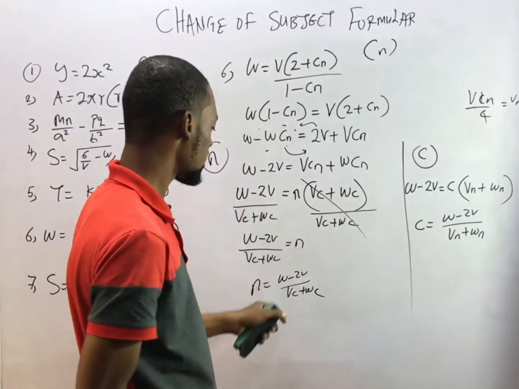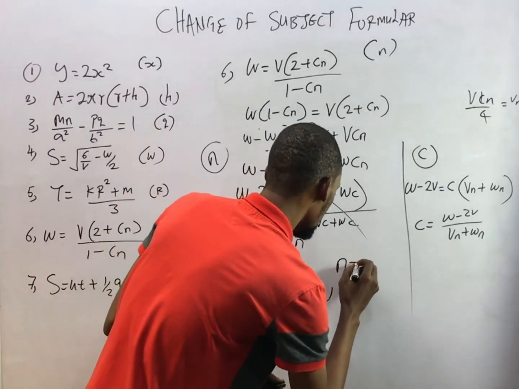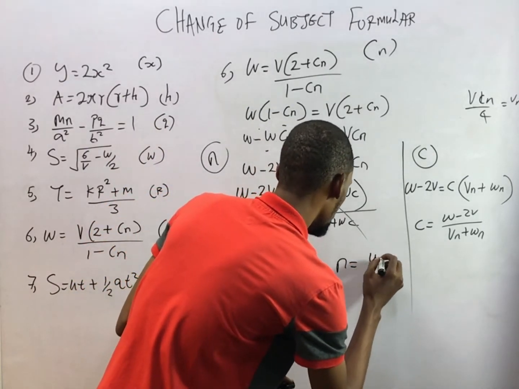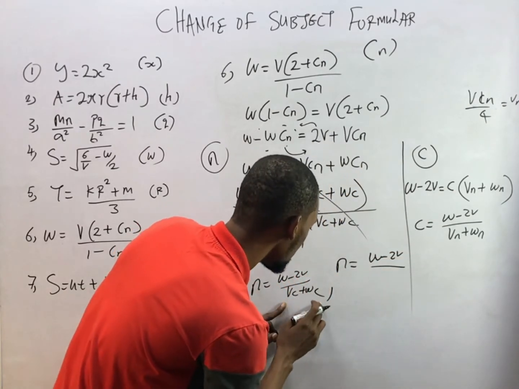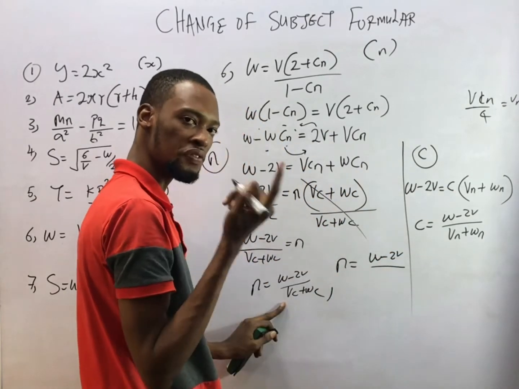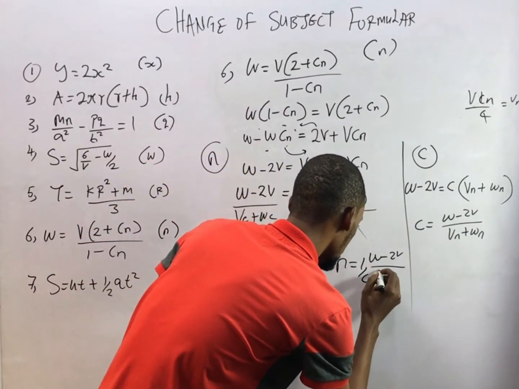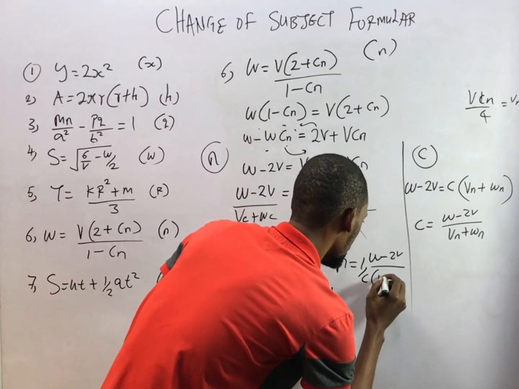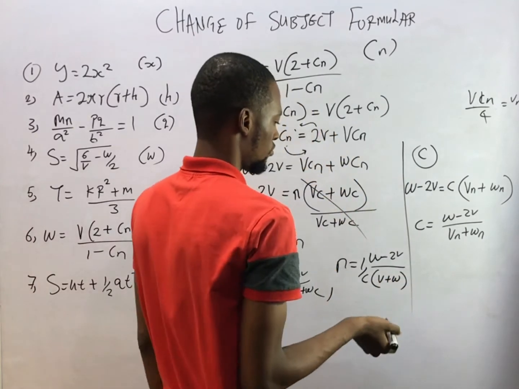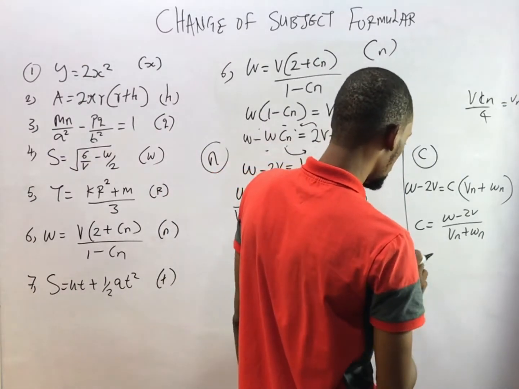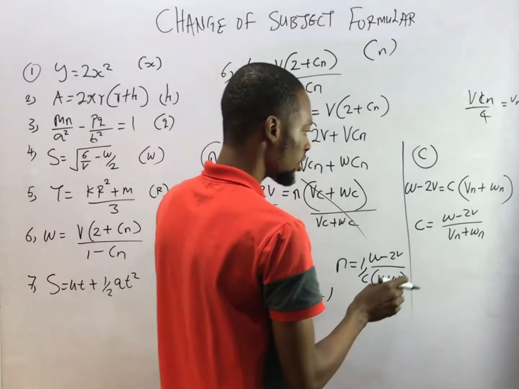But while looking at this answer, I saw something. Here you can also say n is equals W minus 2V over, there is C here, there is C here. You can factorize, bring out one of the C. So bringing out one of the C, you simply have 1 over C times V plus W. So the option may be something like this.